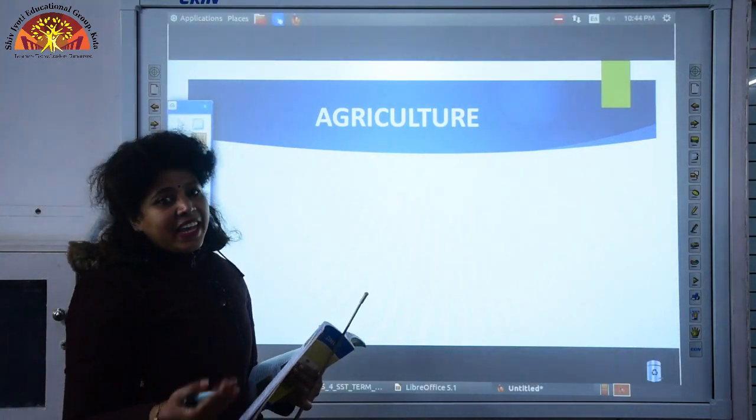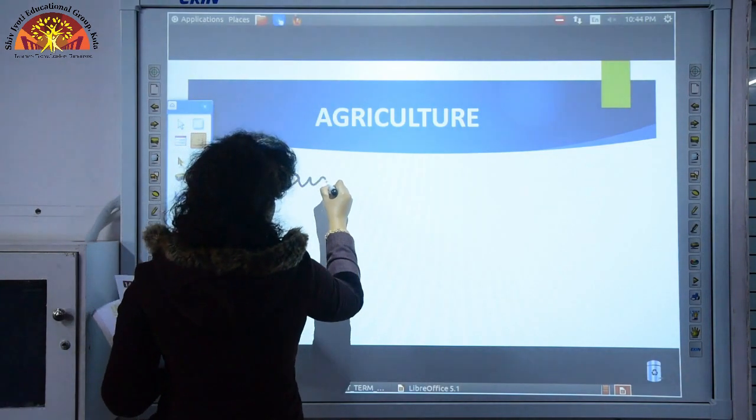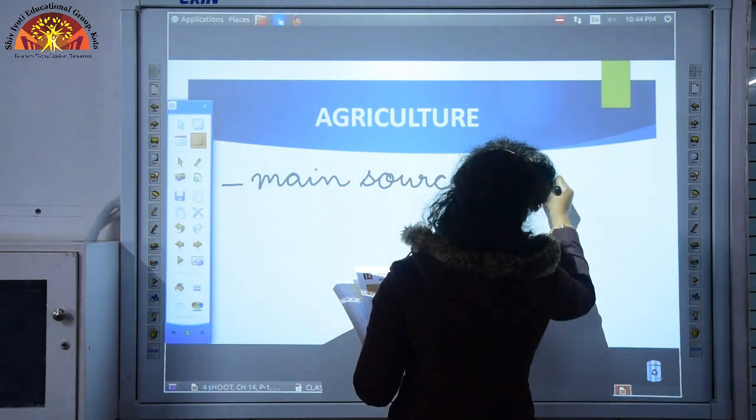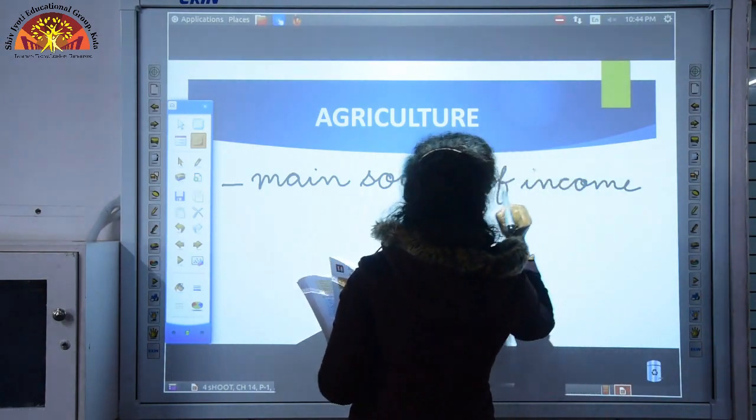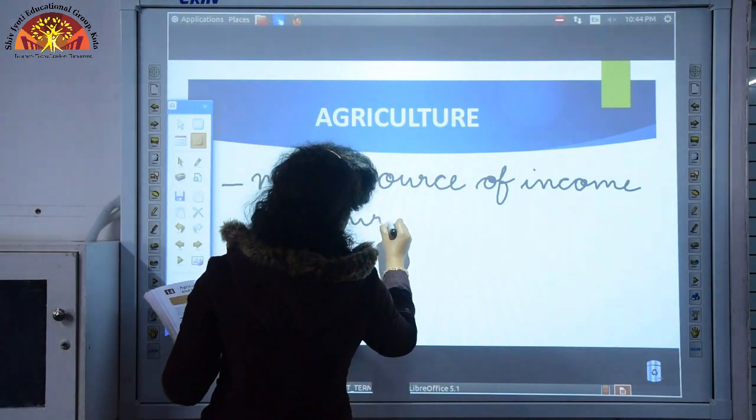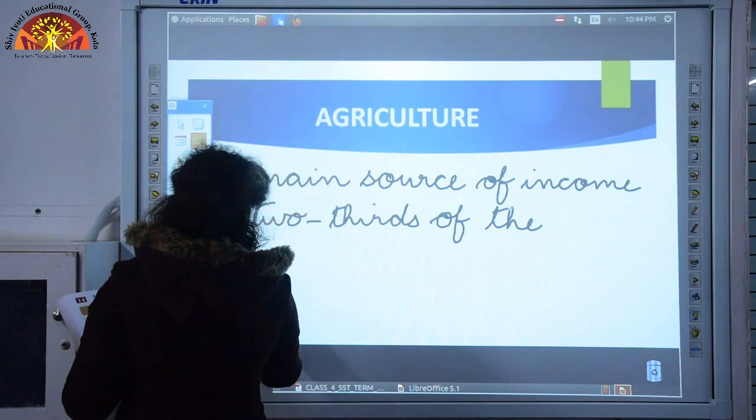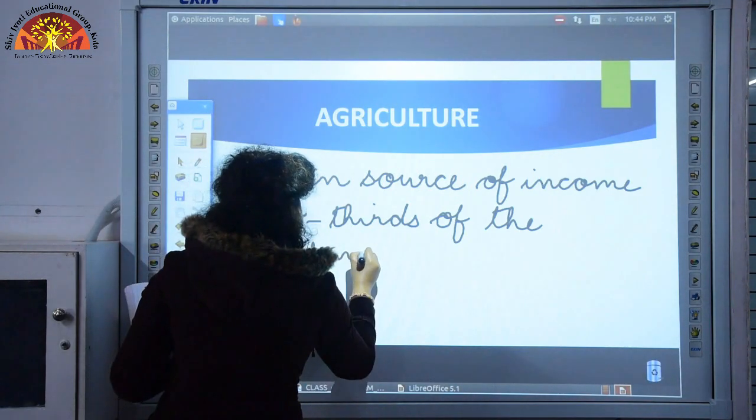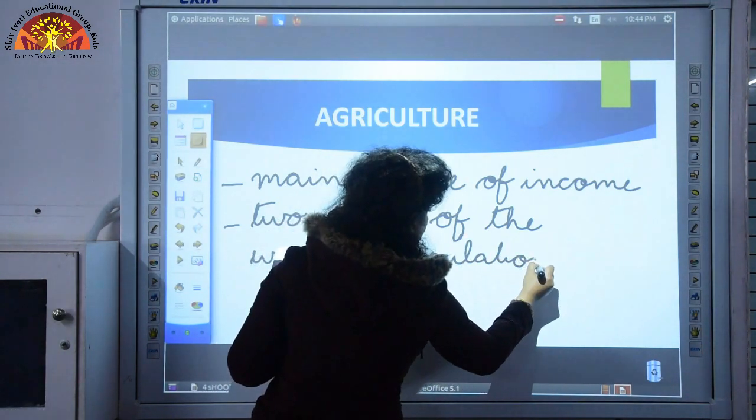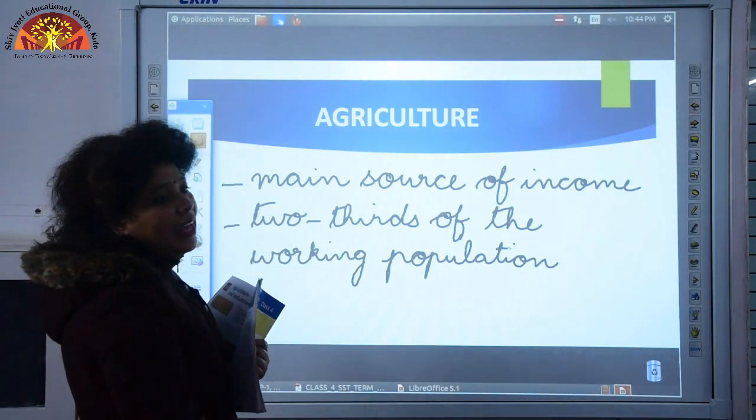As you know children, agriculture is the main source of income for most of the people in India. Nearly two-thirds of the working population depend on agriculture for their income.